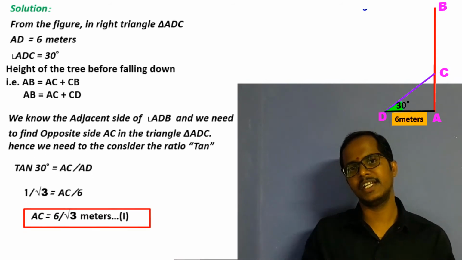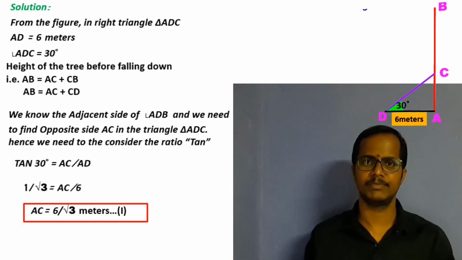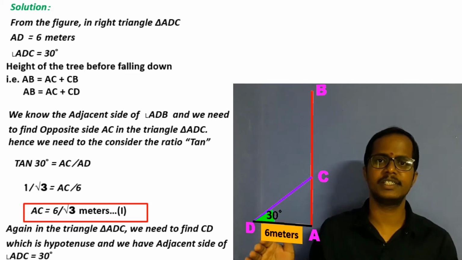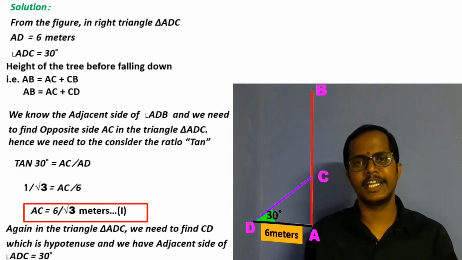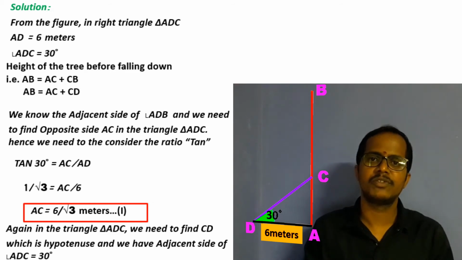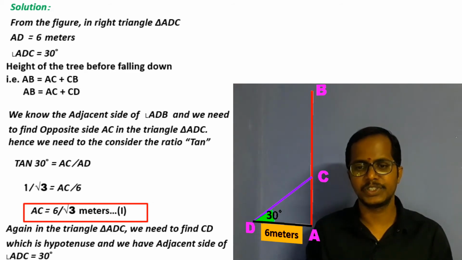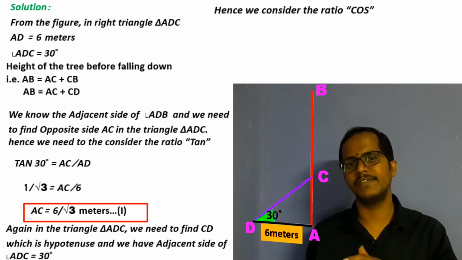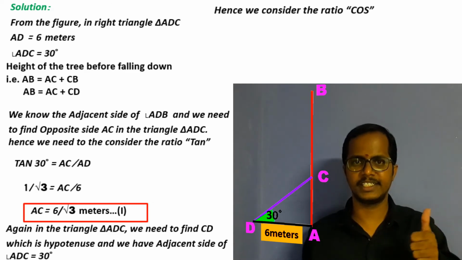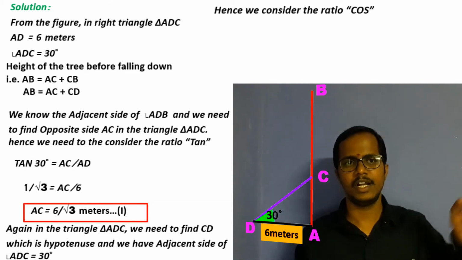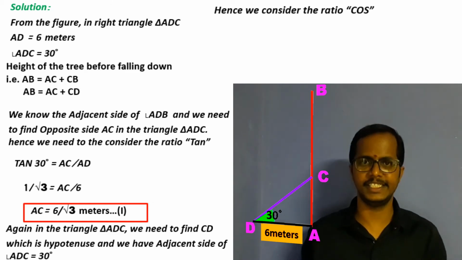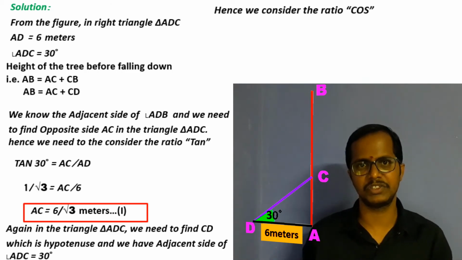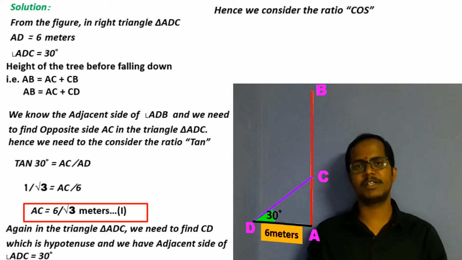Now again we need to find the length of the broken part of the tree, that is CD, which is the hypotenuse in the right angle triangle ADC. Can you guess which trigonometric ratio is suitable to find CD? We have to use the cos trigonometric ratio. Since for the given 30 degrees angle, we have the adjacent side, that is AD, 6 meters, and we need to find the hypotenuse, that is CD. So the ratio between adjacent side to hypotenuse is cos. So let us take the cos ratio.